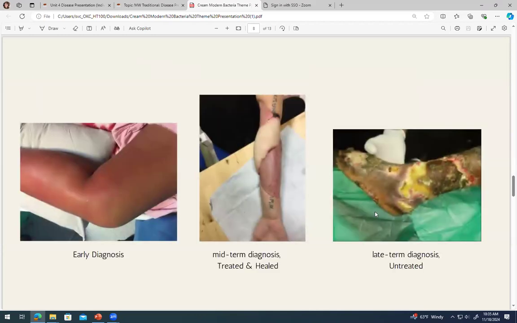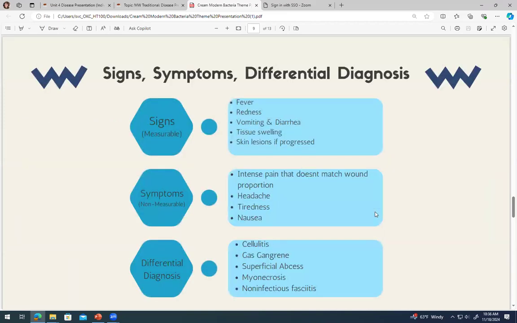So you have your early diagnosis, you're just gonna have red skin, it's almost gonna look like a sunburn. Midterm diagnosis and get treated. So this is probably a patient who was treated within 24 hours of onset, maybe 36. And then this last patient here, they were diagnosed very late, obviously. I think that diabetes may have been at play here.